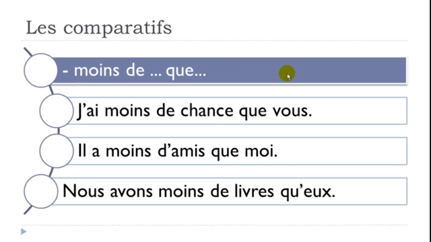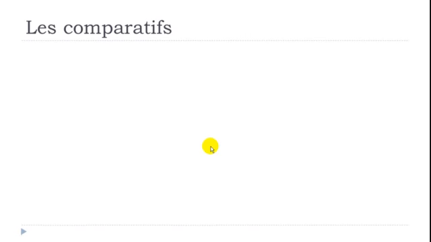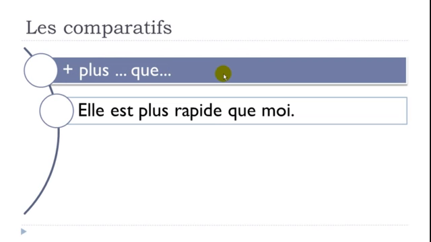Alright, so that's it. Now let's see if you want to compare and use a structure with an adjective. Donc avec un adjectif. First structure, if you want to use this more, you will use this plus, and in that case you don't pronounce the S. Then you put your adjective, and after that you put this que, than, and the rest of the sentence. Let's see now. Elle est plus rapide que moi. Rapide is fast.